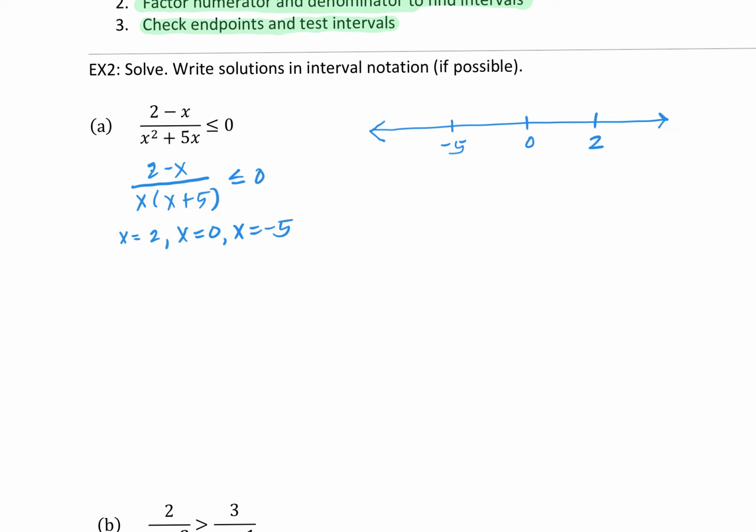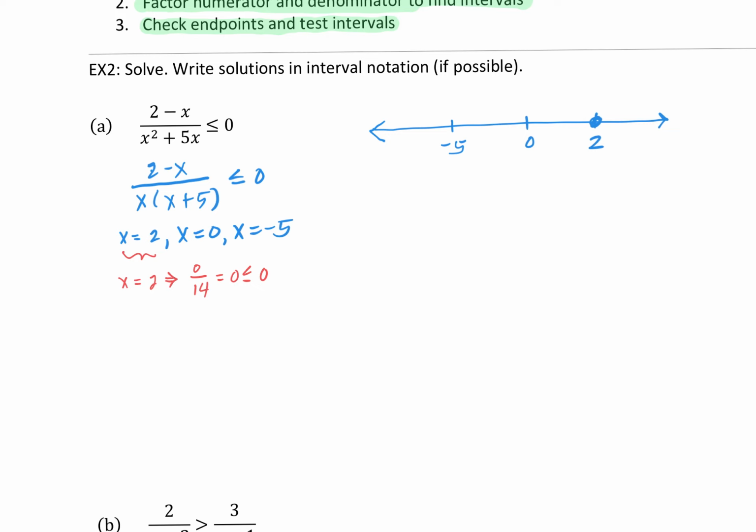We have x is equal to 2. If x is equal to 2, what's going to happen is that the numerator is going to be 0, and the denominator is going to be 4 plus 10, so it's going to be 14. So I'm going to have 0 less than or equal to 0, and that's true. So I can use 2. I'm going to put a solid dot where 2 is.